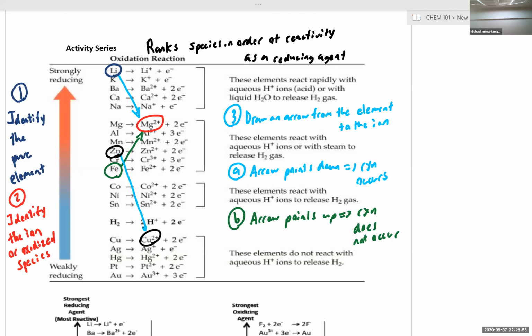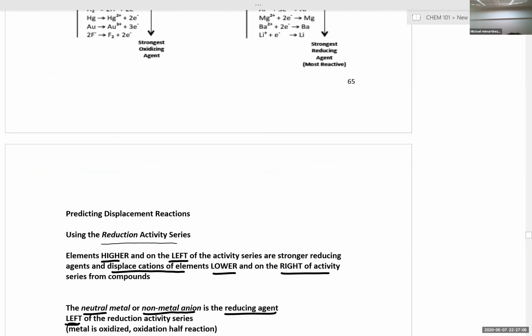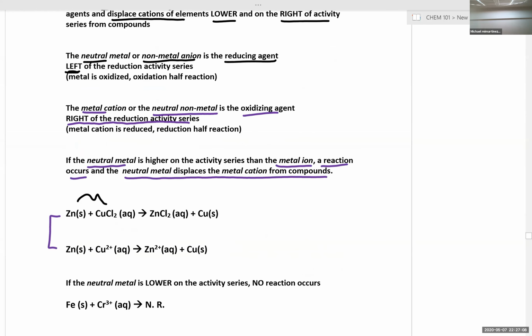So then does a reaction occur? If we look at our guide, does a reaction occur? Yes, perfect. Zinc is higher than copper, so a reaction occurs. Let's just write this down: zinc is higher than copper on the activity series. Ergo, a reaction occurs.